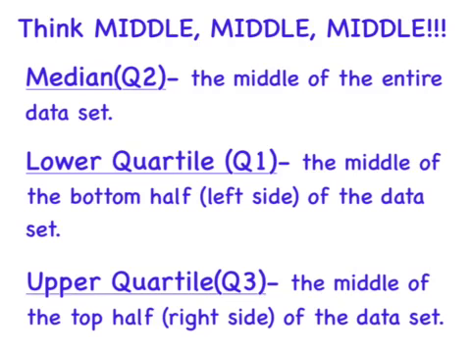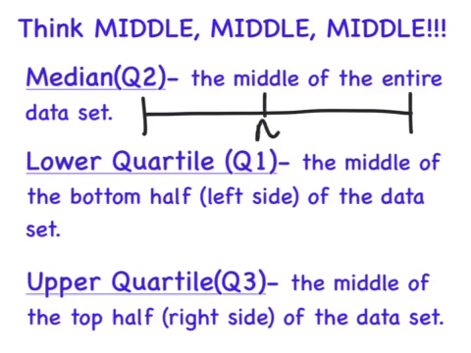Median, or our Q2, is the middle of the entire data set. So, just like we did yesterday, if you have a data set that goes from here to here, you're going to mark them off until you find our median, which is going to be in the very middle.